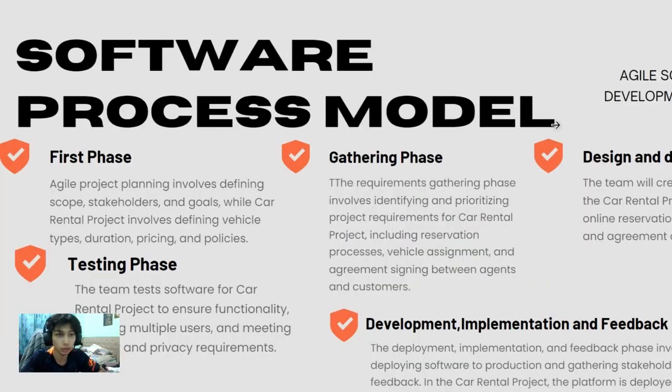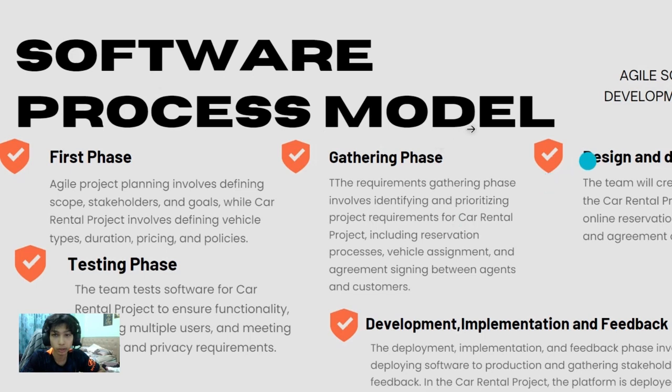Alright. Next one is the software process model. Our project uses the agile software development model. For the first phase, agile project planning involves defining scope, stakeholders and goals, while our car rental project involves defining vehicle types, duration, pricing and policies. The next one is the requirement gathering phase. It involves identifying and prioritizing project requirements for the car rental project, including the reservation process, vehicle assignment and agreement signing between agent and customer.